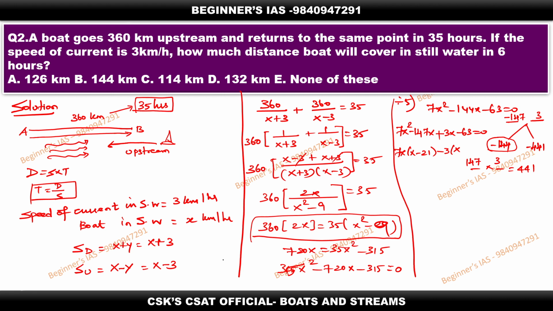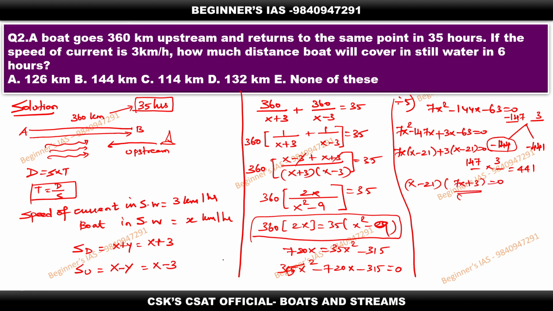Here plus 3, then you can take a plus 3. Then you will get the similar x minus 21. Therefore here x minus 21, which is equal to 0. Now x minus 21 as a common. So therefore 7x plus 3, which is equal to 0.